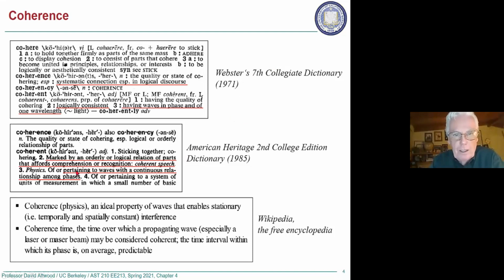So there's another definition here, marked by an orderly or logical relationship of parts that affords comprehension or recognition, coherent speech, okay? And in physics, pertaining to waves with a continuous relationship among the phases. So we were talking about our point source before only existing for maybe 10 or 20 cycles, and after that, it existed, but the phase fronts weren't quite where they were supposed to be.